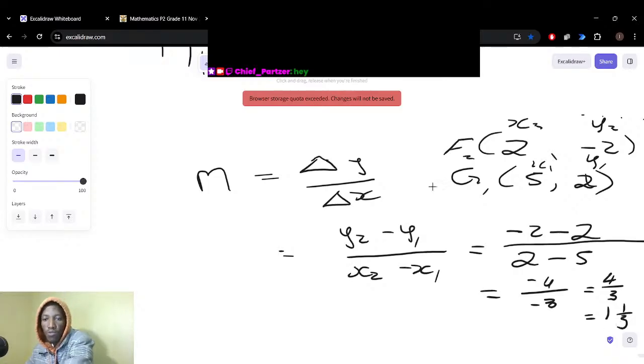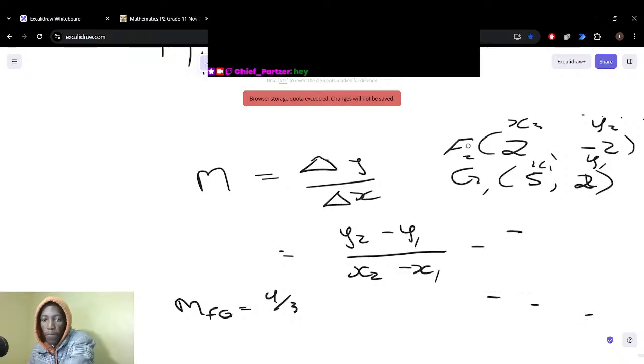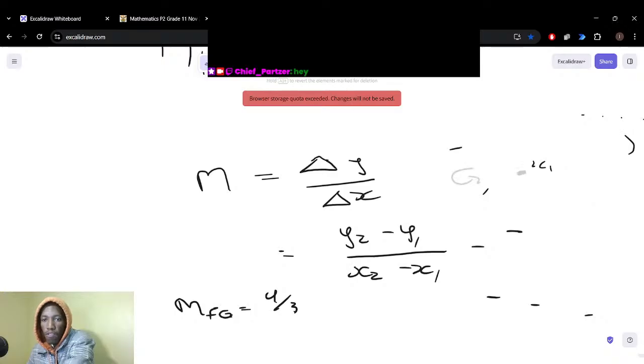Right. So we know the gradient of FG is 4 over 3. So I will just erase all this. So we have answered question 1, the very first question.